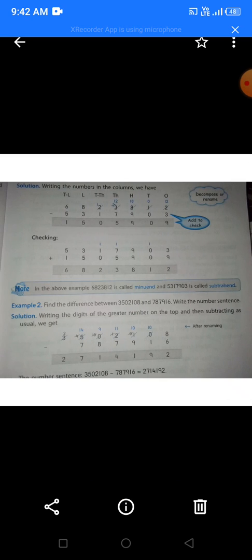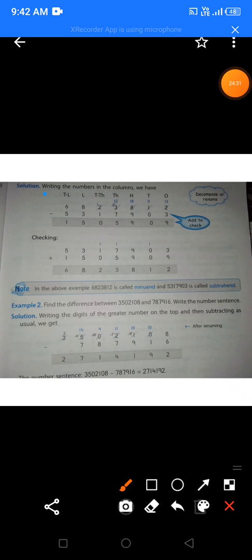Okay, now here look at this solution. First number we have written here. See the place value. You will write it first, then you have written the number and what you have to subtract. Okay, so here we have written the number. You can see here that 3 cannot be subtracted from 2. Okay, because 2 is the smallest number.